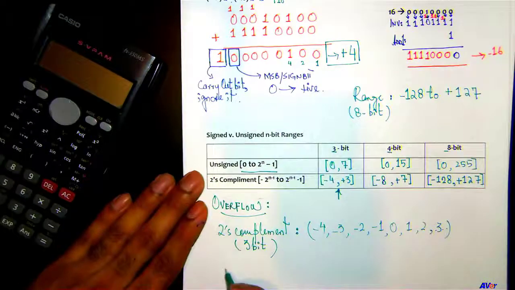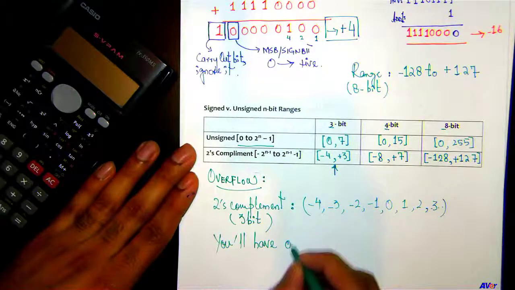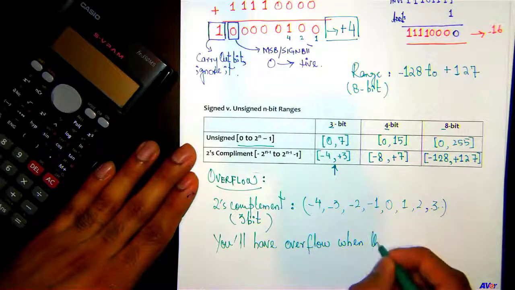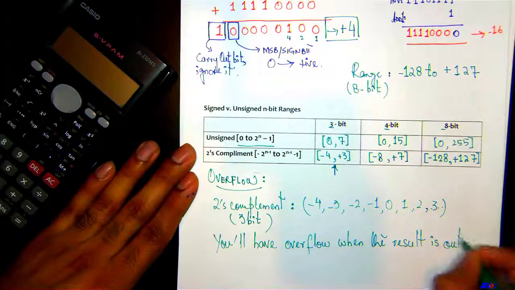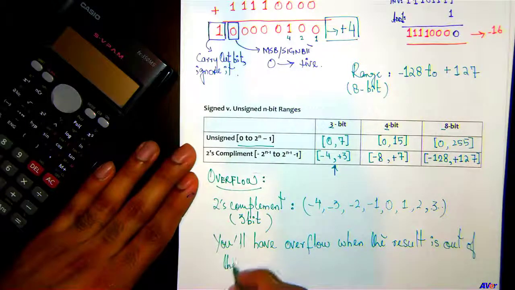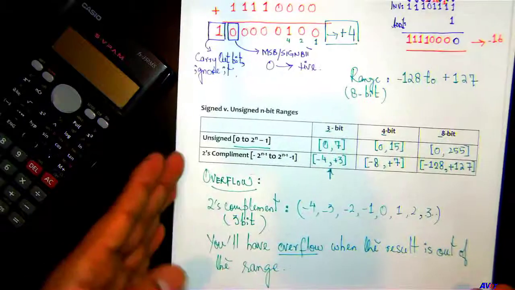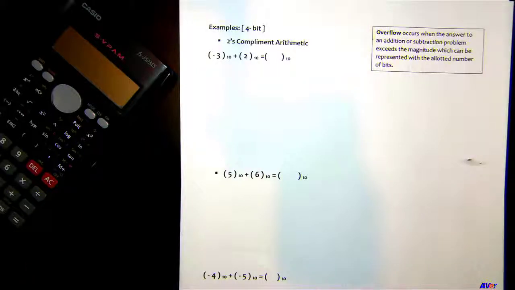Okay, so you will have overflow when the result is out of the range. Okay, so this is important. Any questions so far on what we have done? Is everybody following it? Okay, great. Fantastic. Let's move on to our next example.